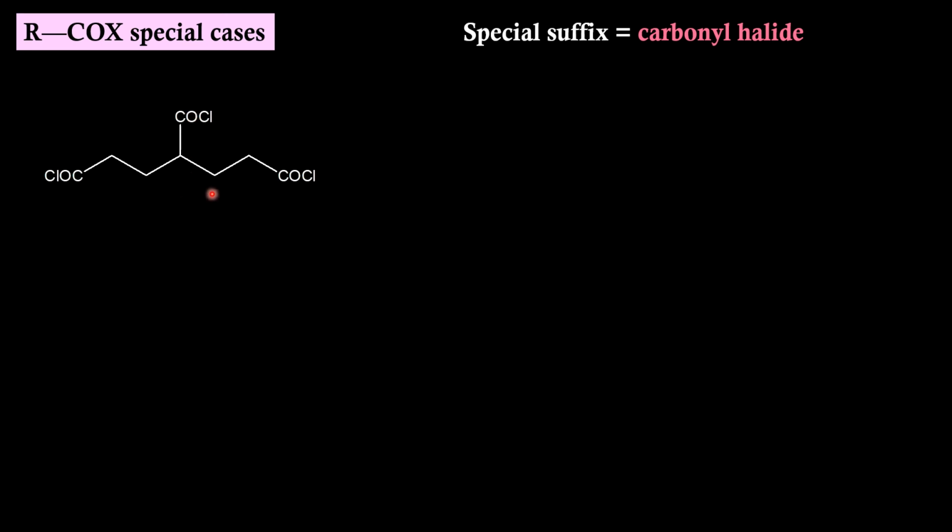In order to name this compound, first we have to drop the COCl and look into the remaining carbons. If we number, we get pentane. On this pentane, at position 1, 3 and 5, we are having carbonyl chloride sitting. So the IUPAC name will be pentane-1,3,5-tricarbonyl trichloride.